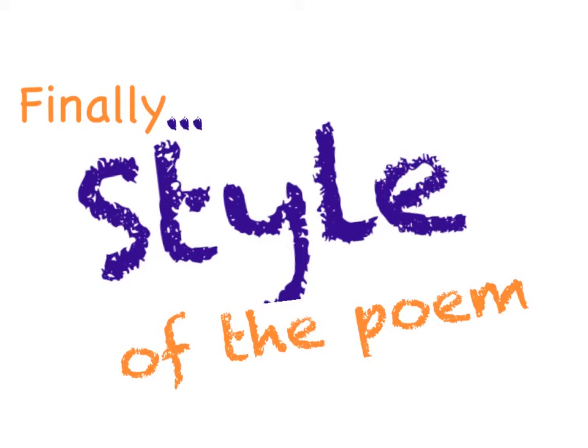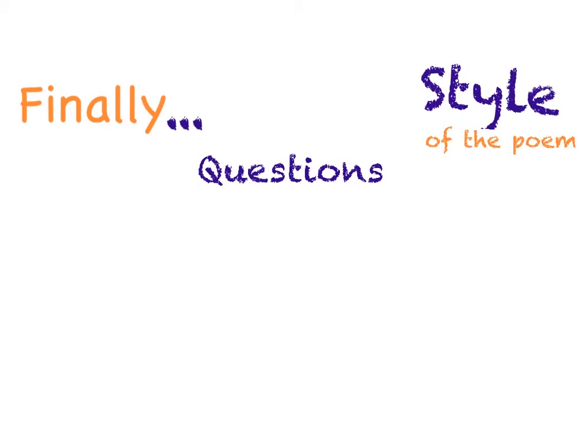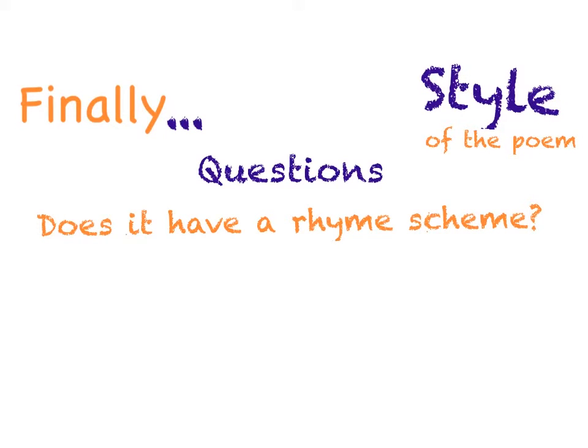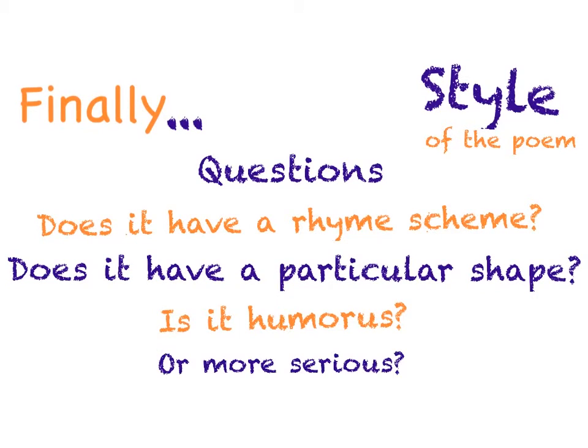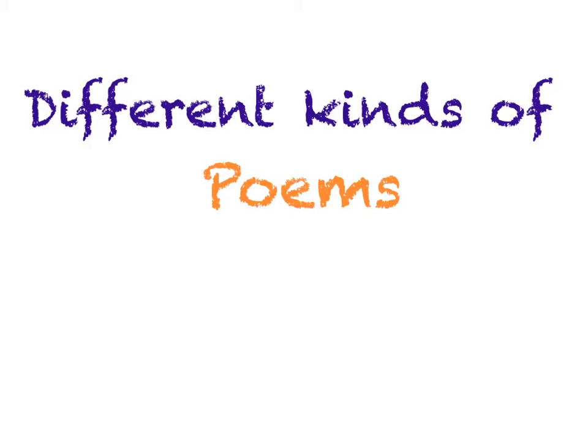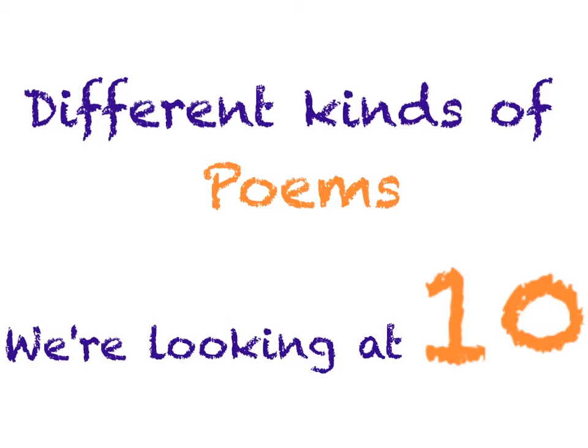And finally, we decide the style of the poem. Some questions to consider. Does it have a rhyme scheme? Rhyme scheme is the pattern of rhyming lines in a poem. It's usually referred to by using letters to indicate which lines rhyme. Does it have a particular shape? Is it humorous or more serious? There are many different kinds of poems. We're going to be looking at 10.